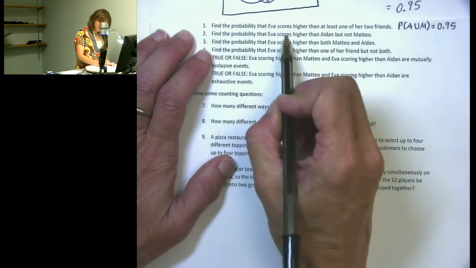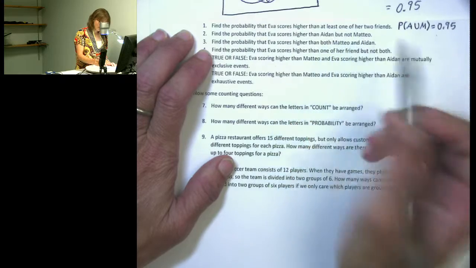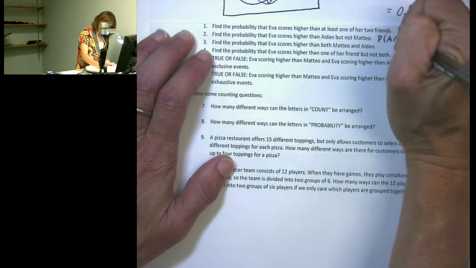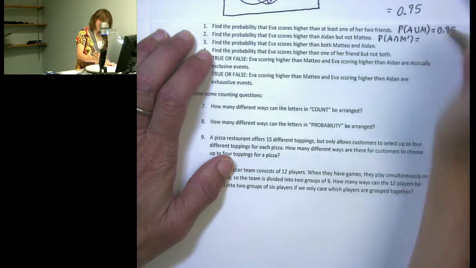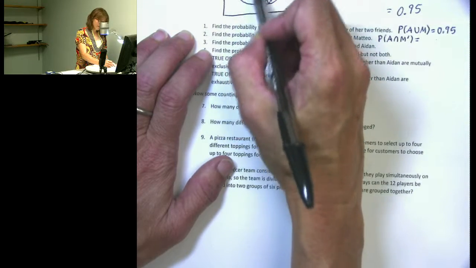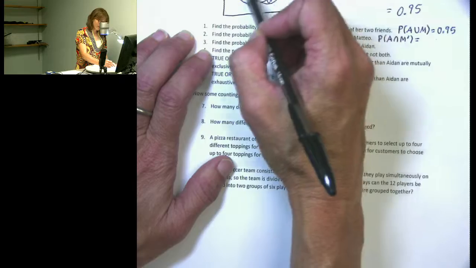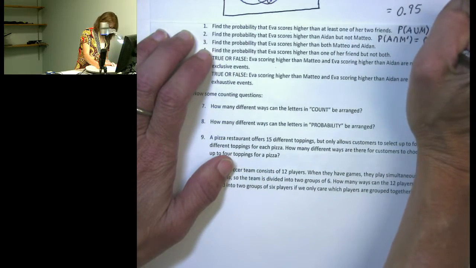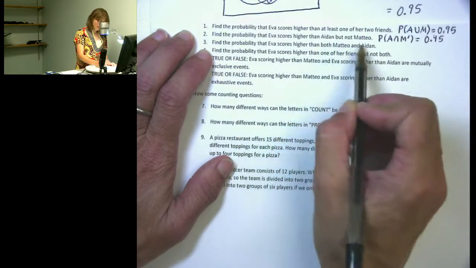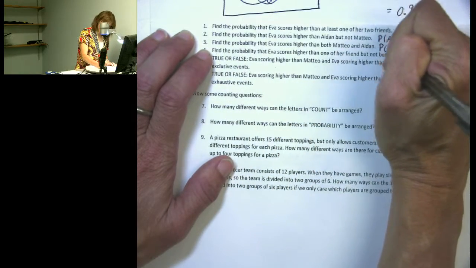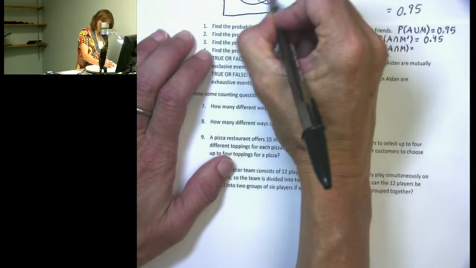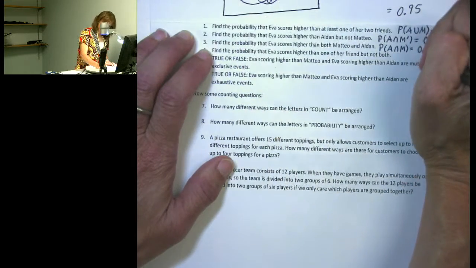The next one is asking the probability that Eva scores higher than Aiden but not Mateo. So here we're looking at she's higher than Aiden and not higher than Mateo. Here we go, that's this part of the Venn diagram here. She's higher than Aiden but not higher than Mateo is 0.45. The probability that Eva scores higher than both Aiden and Mateo, higher than Aiden and higher than Mateo, again, that's this part of the Venn diagram here, 0.45.